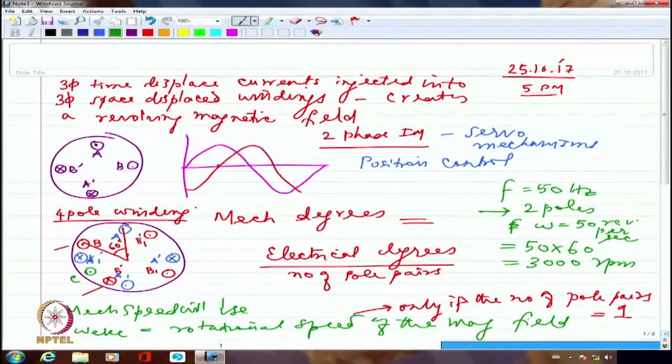Pitch of the stepper motor is fixed depending upon how you have designed it. Okay. So, let us, yes.